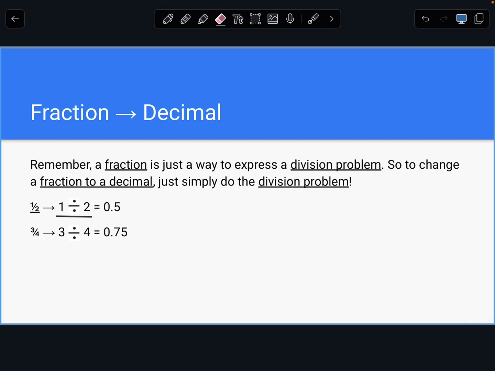Now we'll start going over the different ways we can change from one form to another. First we're going to talk about going from a fraction to a decimal. Remember, a fraction is just a way to express a division problem. So to change a fraction to a decimal, you simply do the division problem. Again, 1/2 means 1 divided by 2. If you type that into a calculator, 1 divided by 2 gives you 0.5. 3/4 means 3 divided by 4. If you type that into a calculator, that would change to 0.75.